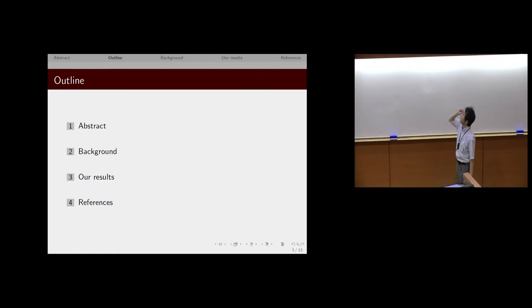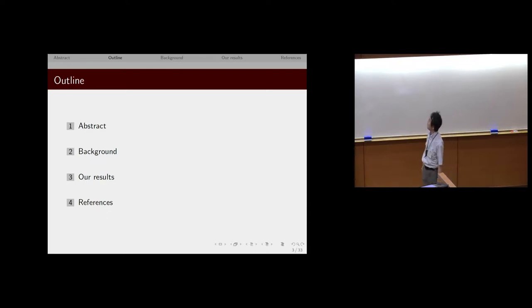This is the structure of the talk. We first look at some background and then our results.